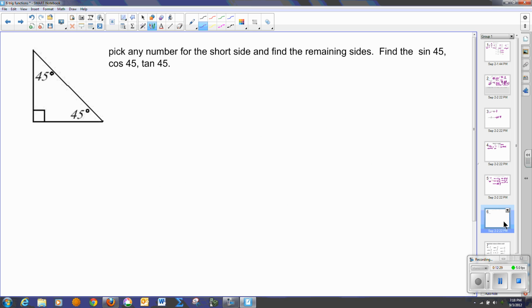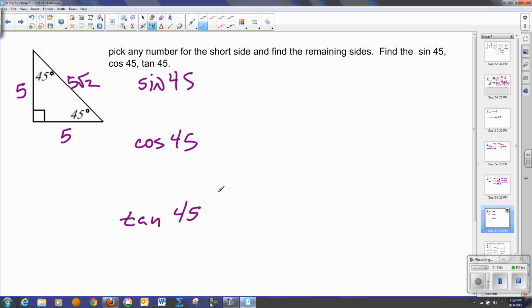Let's move on. I'd like to do the same thing with the 45-45-90. So again, you pick any value for a leg of this. Not the hypotenuse, but a leg. I'm going to pick, let's say, 5. So I know this is 5 as well, and I know this is 5 root 2. I'm going to find the sine of 45, the cosine of 45, and the tangent of 45.